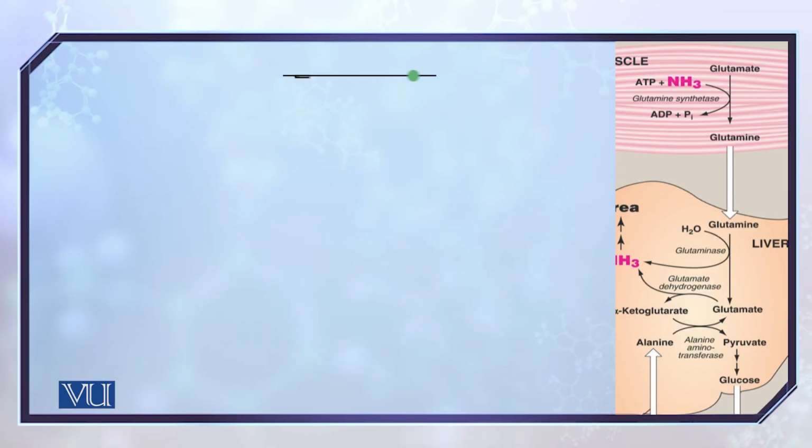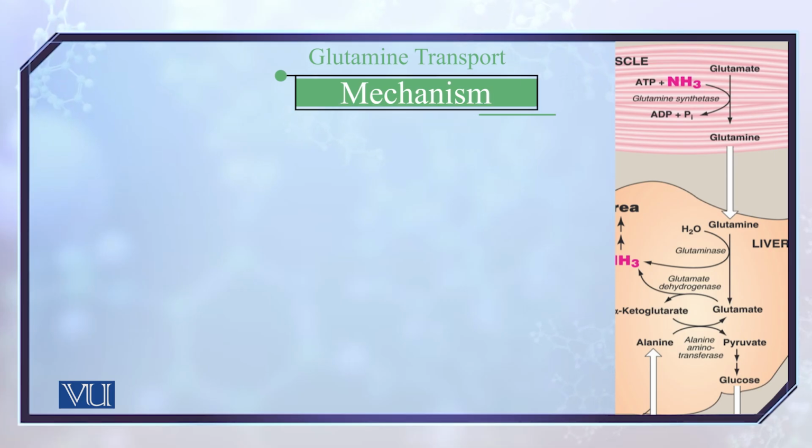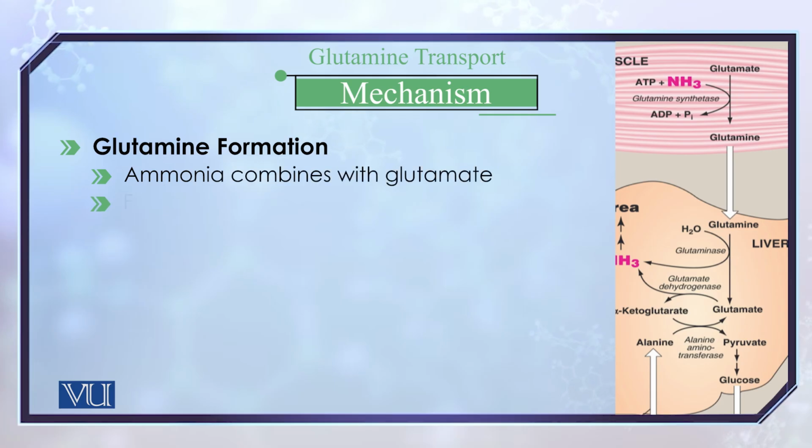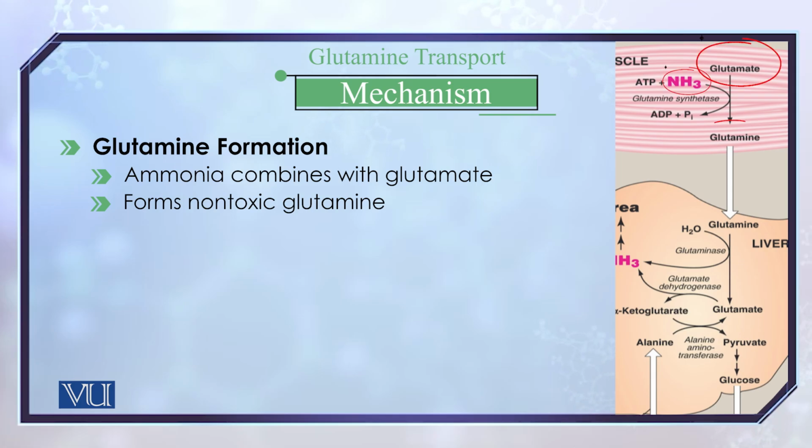So first of all, let's say the glutamine formation. Ammonia combines with glutamate. Glutamate actually is a compound which has a very pivotal role in the metabolism of amino acids. It combines with ammonia and gives rise to the formation of glutamine. Now, glutamine from the skeletal muscle can easily be transported towards the liver, because glutamine is not harmful for our body. So glutamate combines with ammonia to give rise to glutamine.